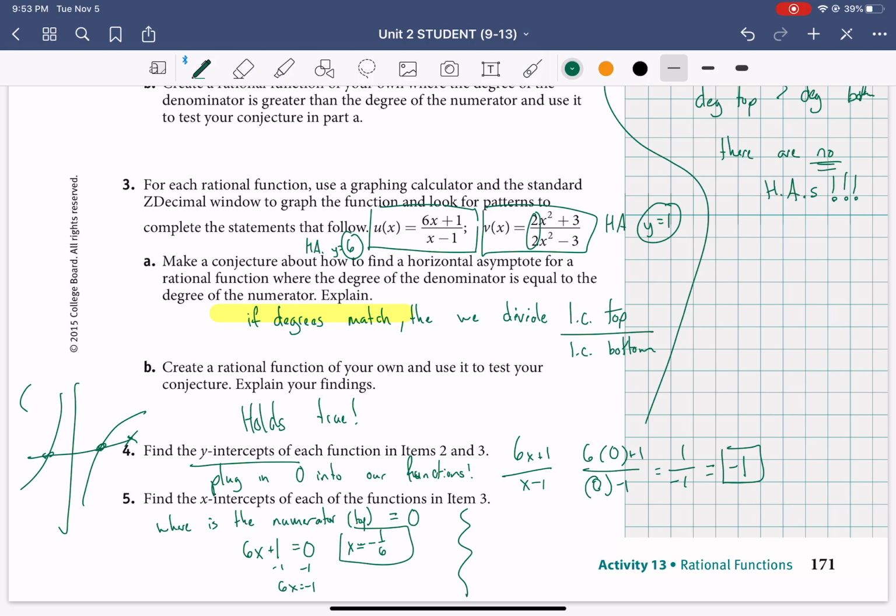If we do that for v of x, we have 2x squared plus 3 equals 0. We still try to solve this. But then when we get to this point, we have to take the square root. We get a complex number. So we can say no real x-intercepts. All right.